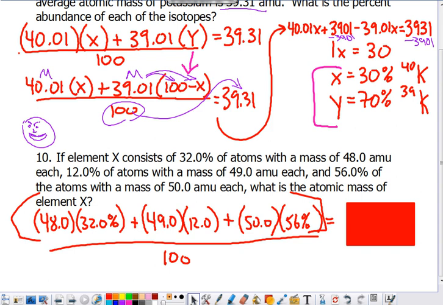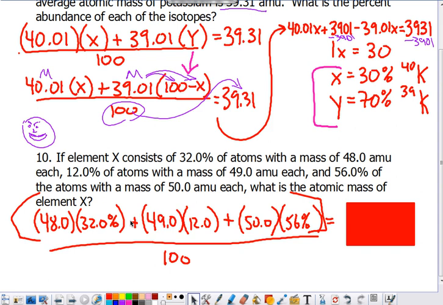We have mass, percentage, mass, percentage, mass, percentage. And we're adding the masses and the percentages together after multiplying. After you add it all up, then you can divide by 100. This is called a weighted average. It's weighted by percentage. Why are we doing it by percentage instead of standard just count, add, divide?